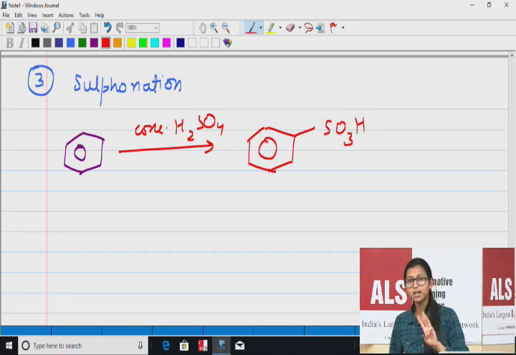We have done 3 reactions. Number 1 is the halogenation. Number 2 is the nitration. Number 3 is the sulfonation. This is okay? And what is the name of this compound? This is nothing but a sulfonic acid.